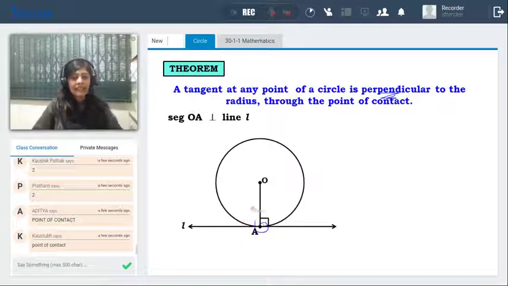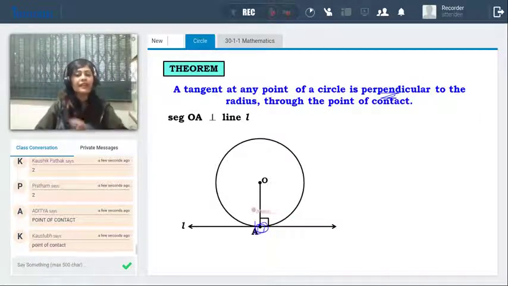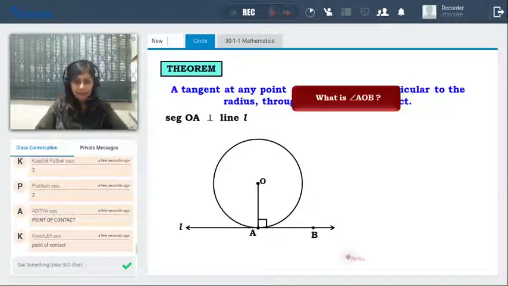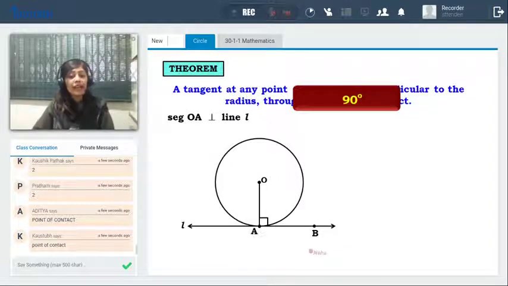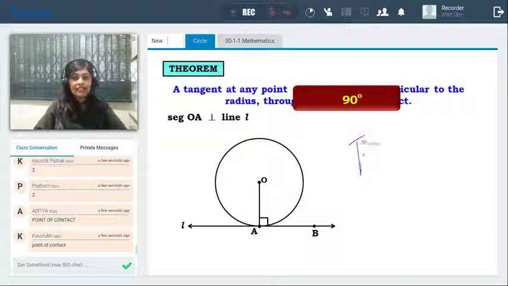And what does the theorem say? This radius and tangent are always perpendicular to each other, but at a particular point, which is the point of contact, point A. So I can also say segment OA is perpendicular to line L. If I have another point B on the tangent, I can also say angle OAB is 90 degrees. Yes, that's correct.